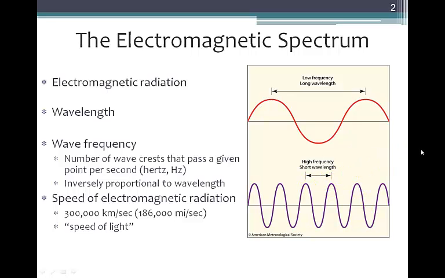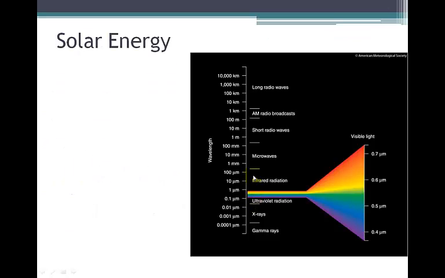All electromagnetic energy travels at the speed of light, which is 186,000 miles per second. And we see here the entire electromagnetic spectrum with the shorter wavelengths towards the bottom and the longer wavelengths towards the end. Longer things being radio waves, shorter things being gamma waves, and everything in between here. And you see the corresponding wavelength values in meters.